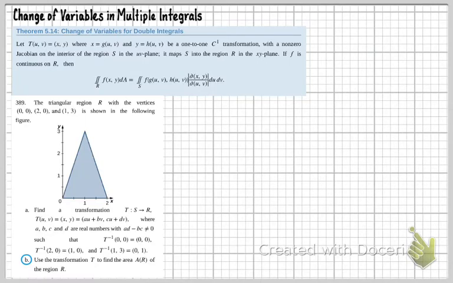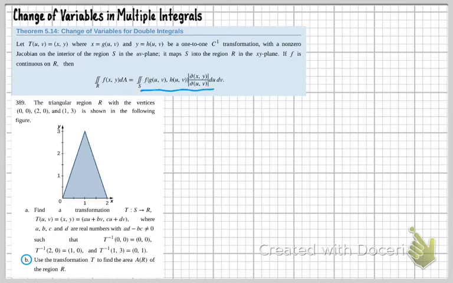Let T(U,V) = (X,Y), where X is equal to a function G(U,V), and Y is a function H(U,V), be a one-to-one C1 transformation with a non-zero Jacobian on the interior of the region S in the UV plane. It maps S into the region R in the XY plane. If F is continuous on R, then the integral of f(x,y) dA over the region R is equal to the integral of f(G(U,V), H(U,V)) times the Jacobian du dv over region S.